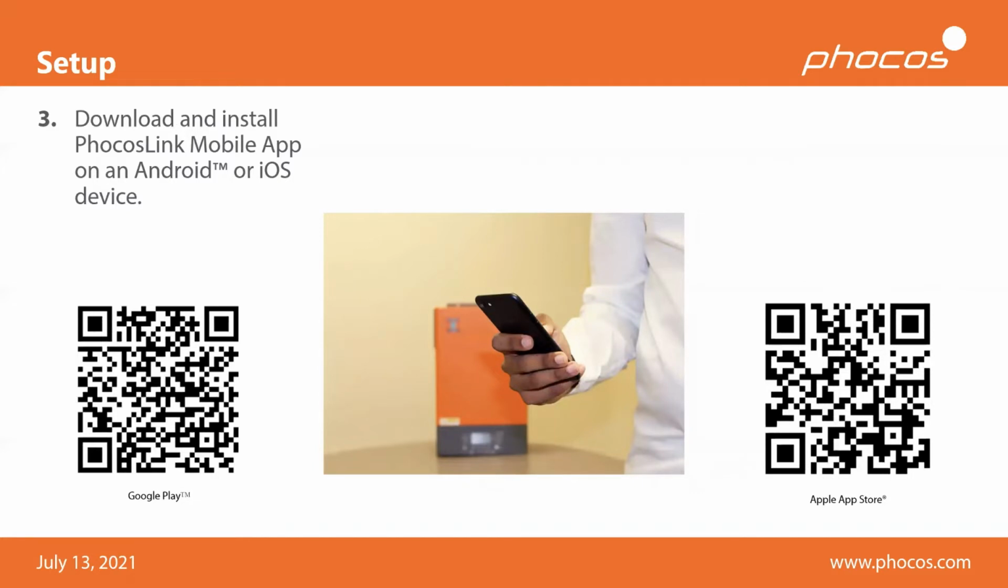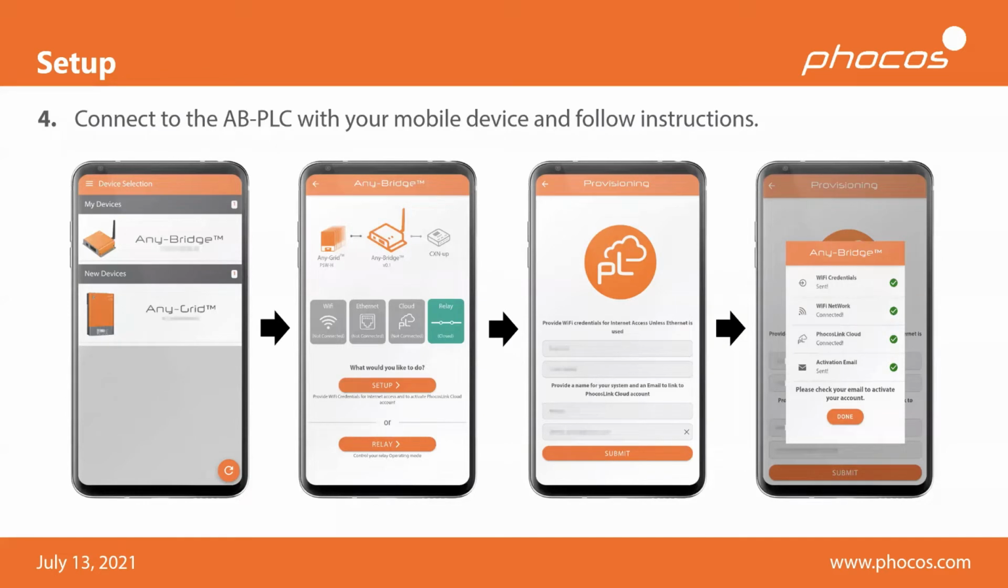The next step is to download the FocusLink Mobile App to an Android or iOS device. You can find the QR codes here for the download. As I've mentioned before, we will share these slides with you, so you can find that easily. Also, of course, the manual of the Bridge AB-PLC is online as well on our website. So you go ahead and download the FocusLink Mobile App for either platform, Android or iOS, and then open that app, and this is where we almost finalize the process.